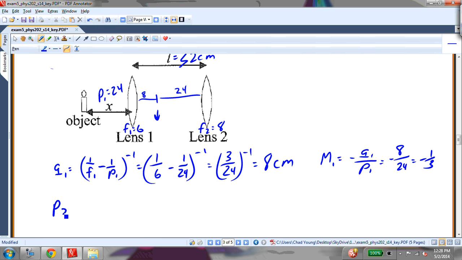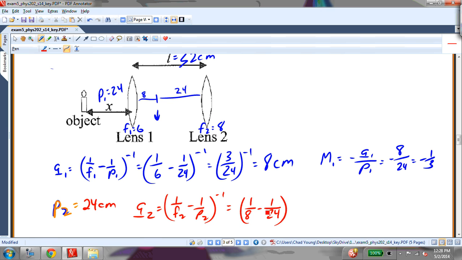So P2 is equal to 24 centimeters. Then I can solve for Q2. 1 over F2 minus 1 over P2. What was P2? Oh, 24. 3 over 24 minus 1 over 24.